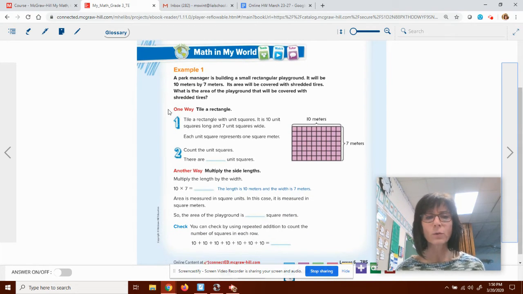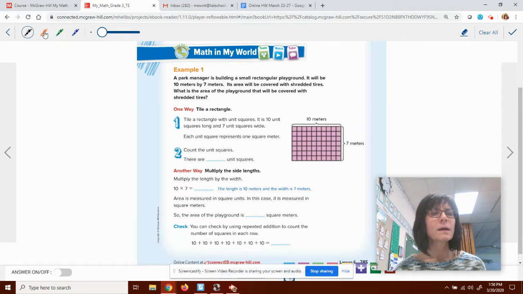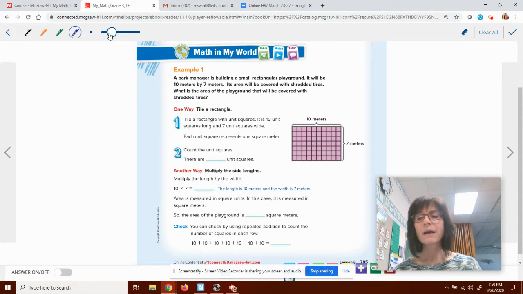Now, this is a real world problem. When Sister Pat and Miss Cherry had to decide how much of the wood chips and the rubber pieces to put on our playground, they had to do the same type of deal. They had to figure out the area of the playground. So in this case, we're showing 10 meters by 7 meters. This would be the same as saying 7 rows of 10.